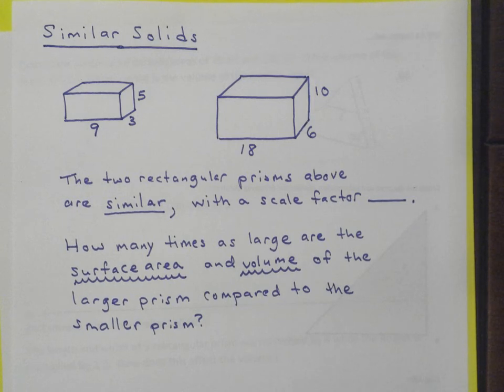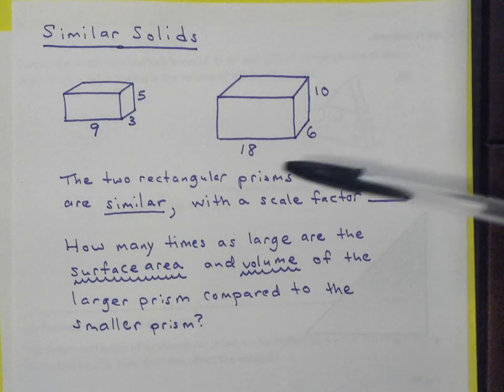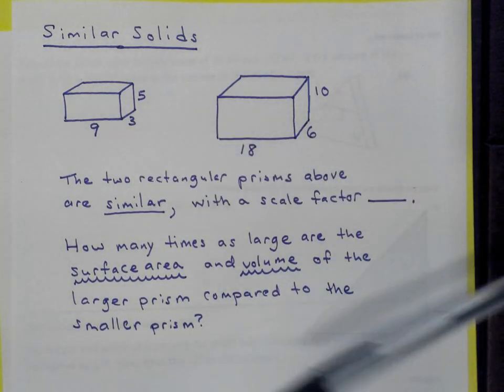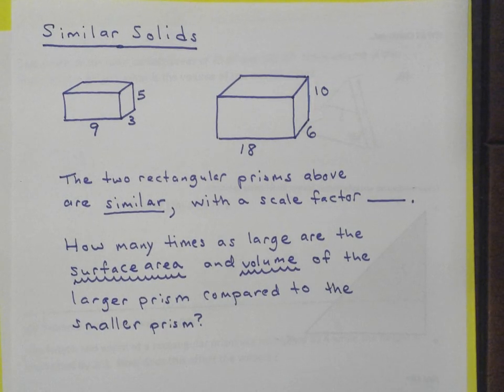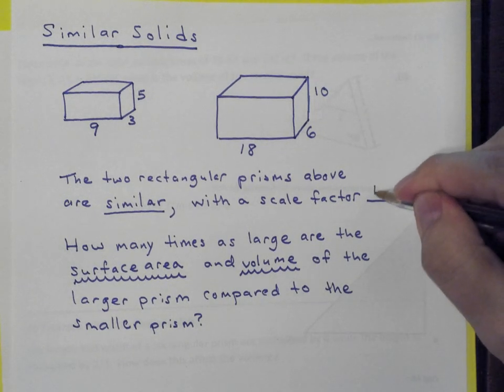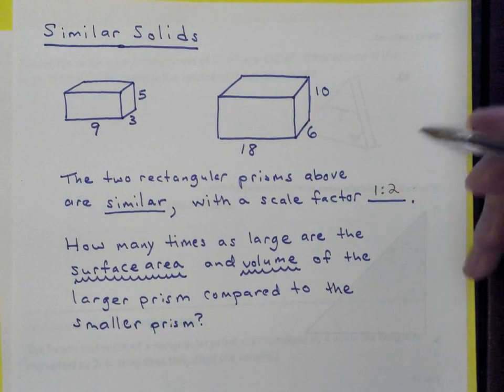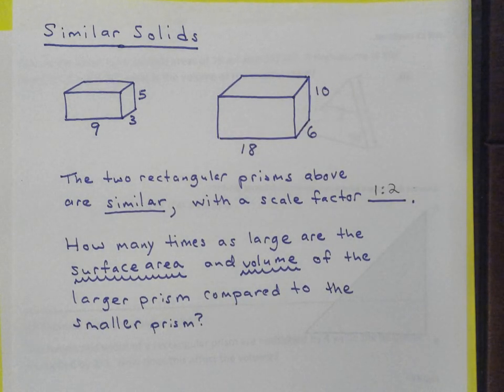But to start off, let's take a look at this example right here. I have two rectangular prisms, and you can see the length, width, and height of the first one are 9, 3, and 5 units. Of the second one, I have 18, 6, and 10 units. Now you probably notice immediately that there's something I've done with these numbers. These two rectangular prisms are similar. I can tell that they are similar. There's a scale factor of 1 to 2 because each of the lengths in this second figure are twice as long as the first figure.